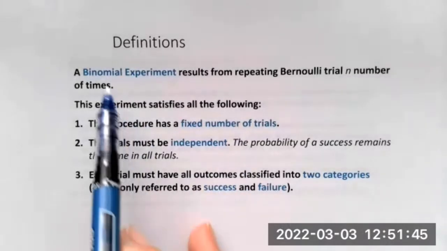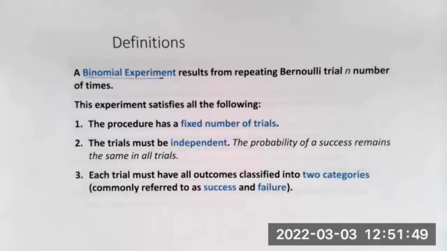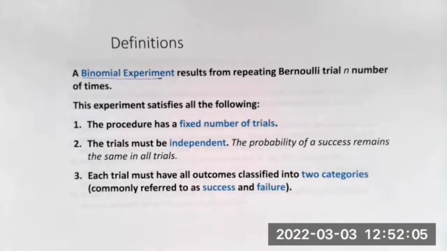Let's go forward to the binomial experiment. A binomial experiment or distribution of the variable results from repeating Bernoulli trials a number of times, so we take a Bernoulli trial and repeat it again and again. This experiment satisfies the following.